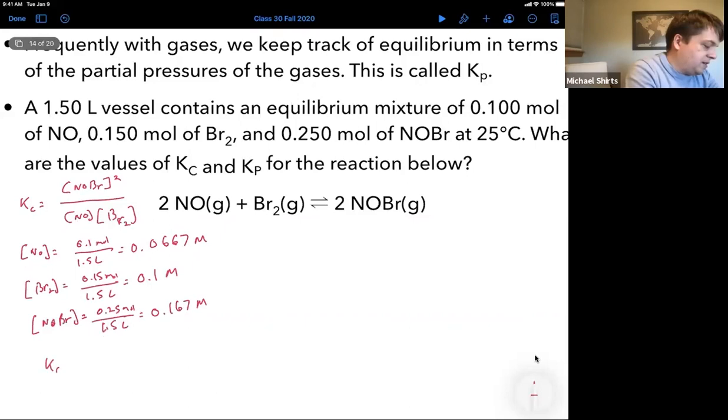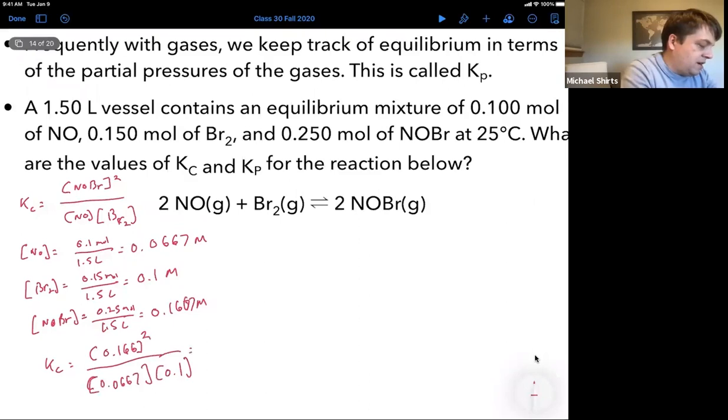So our Kc is just going to be 0.1667 squared, divided by 0.0667 squared times 0.1. Again, the molars disappear because once they're in molar, we divide by 1 molar to get rid of the unit. That gives us a Kc of 62.4.